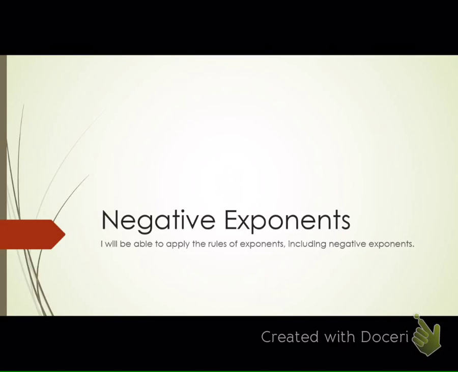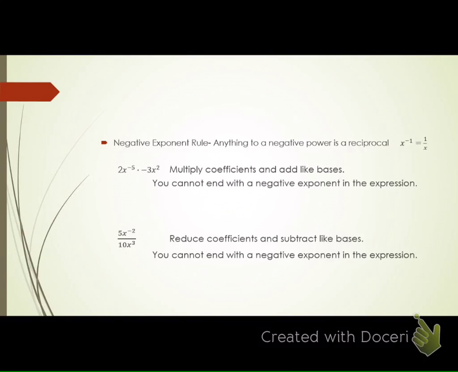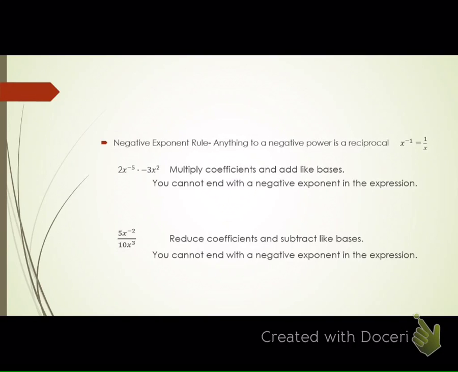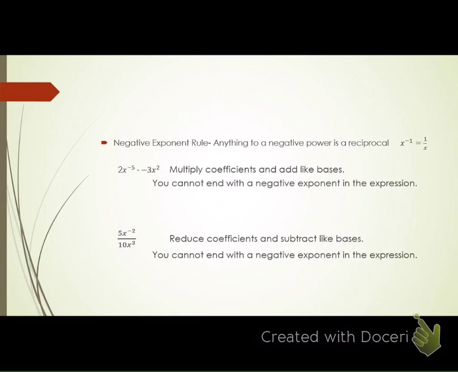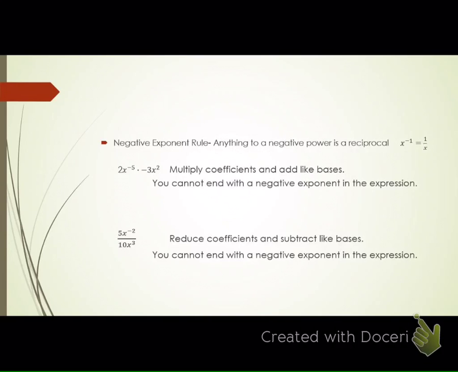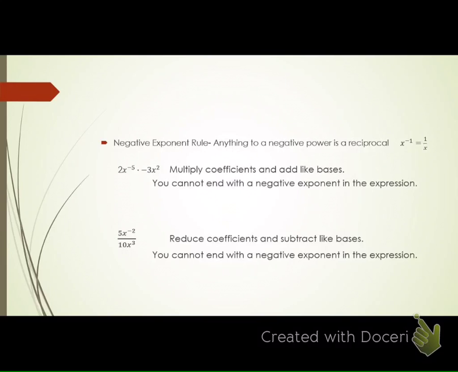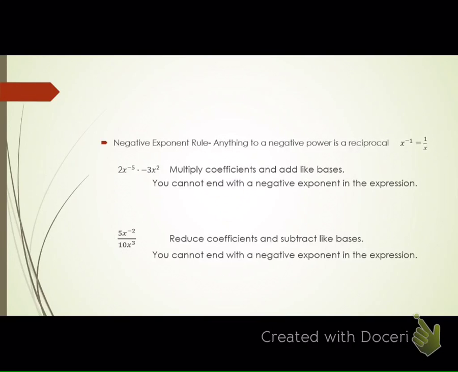Yesterday we started talking about negative exponents, and we said that anything to a negative power is a reciprocal. So x to the negative first is the same thing as 1 over x. So when you're doing something like 2x to the negative fifth times negative 3x to the second, you're going to multiply the coefficients, those integer numbers in front, first. So you'll do 2 times negative 3.